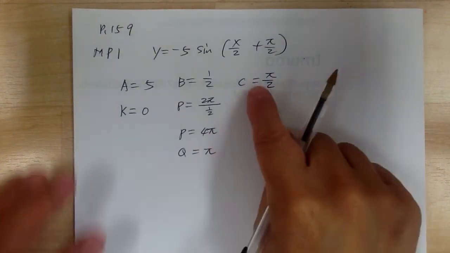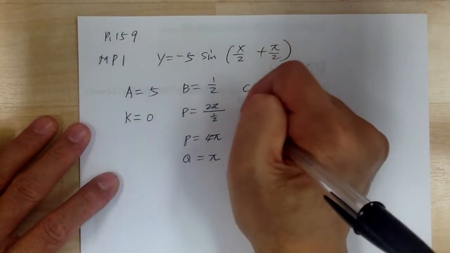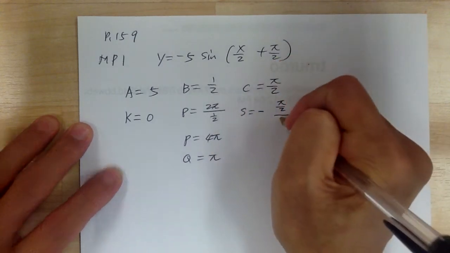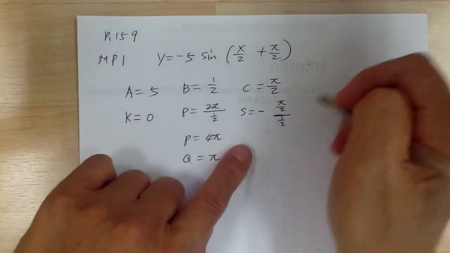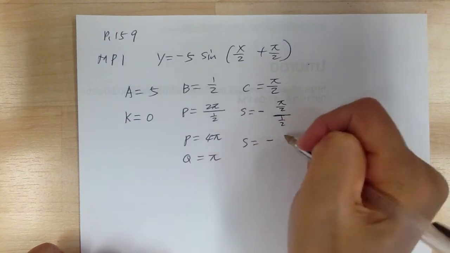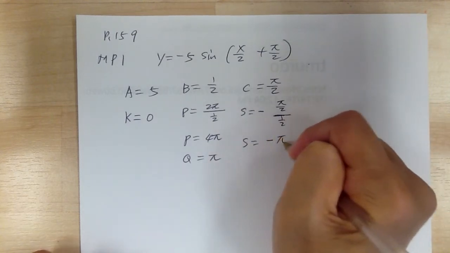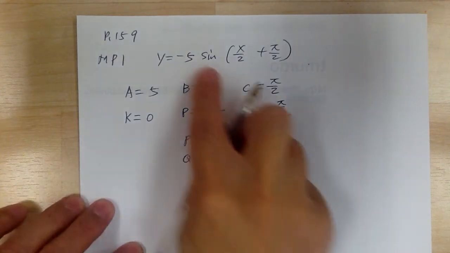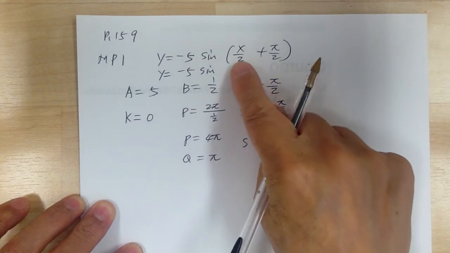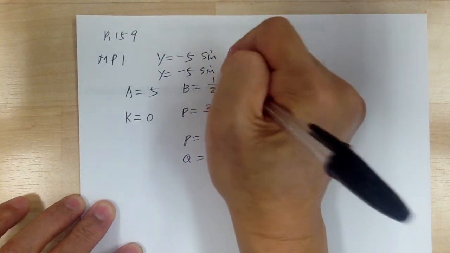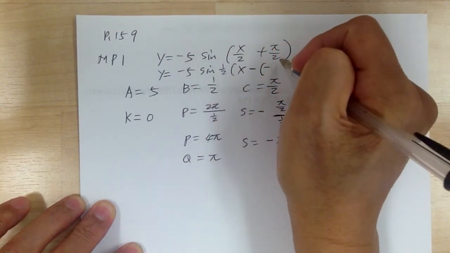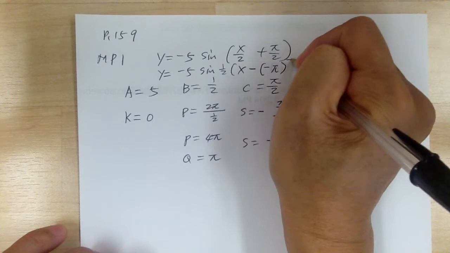And then from the c, you can figure out the shift. So shift equal to negative c over b. Again, it's negative c over b. So the shift equal to negative pi. Another way you can get the shift is by factoring out the 1/2. Whatever is b, you take it out. And so this becomes minus. Again, remember, I want to put minus, right? So you take out 1/2, it becomes pi.